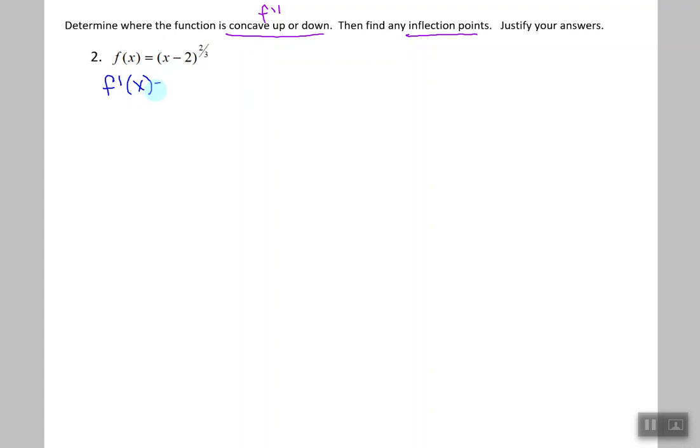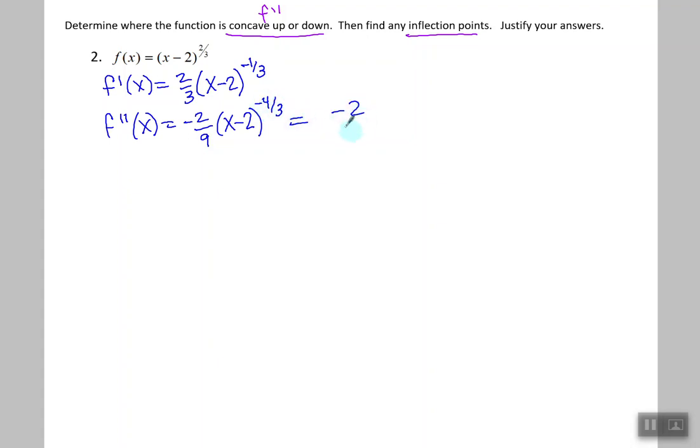So f prime of x equals, power rule, 2/3 times x minus 2 to the negative 1/3. Using our chain rule, we multiply by 1. Second derivative, f double prime of x, multiply by negative 1/3, that makes negative 2/9, x minus 2 to the negative 4/3. I'm going to rewrite this so it does not have negative exponents. So I have negative 2 over 9 times x minus 2 to the 4/3.